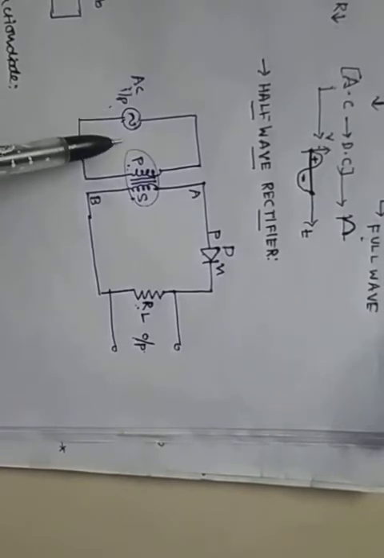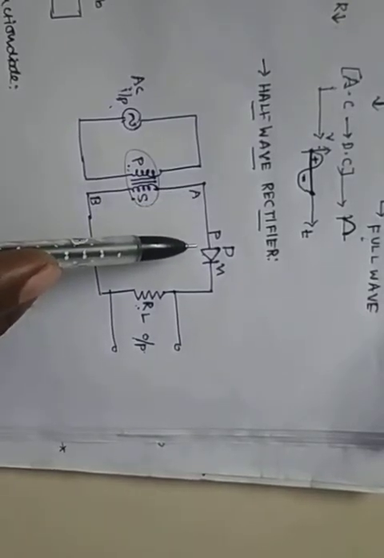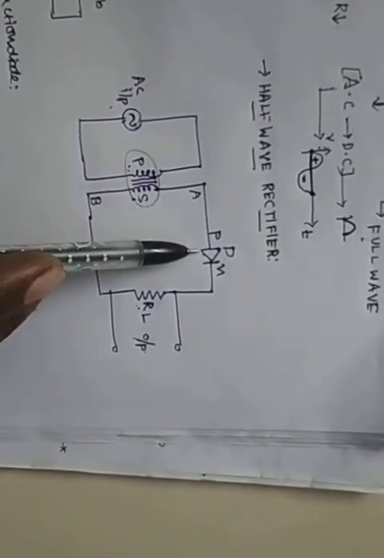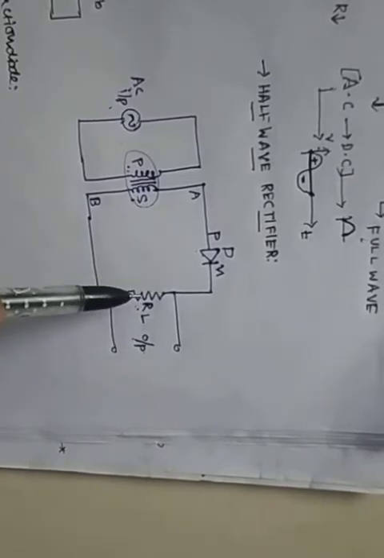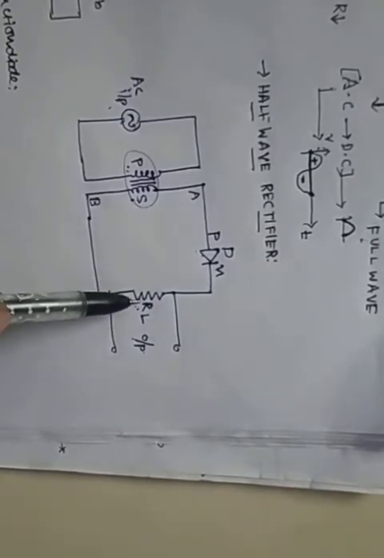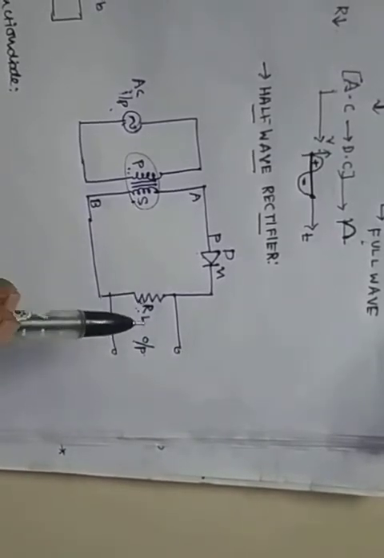So the circuit diagram consists of an AC input connected through a primary coil, which is coupled to the secondary coil. Across it a junction diode is connected, and finally the output is taken across the load resistance. This is the circuit diagram explanation.